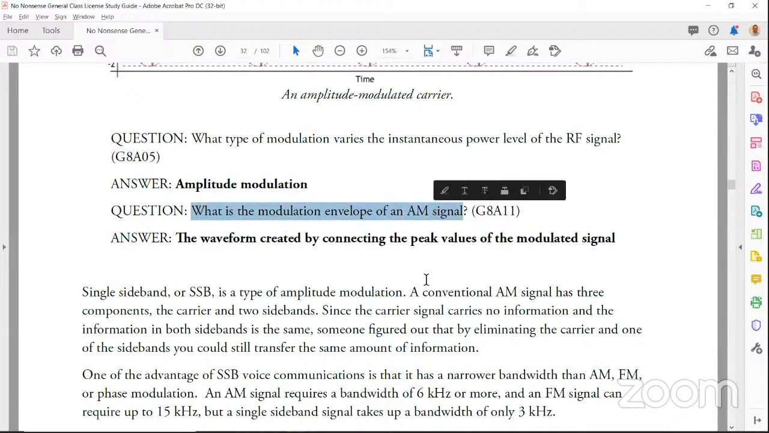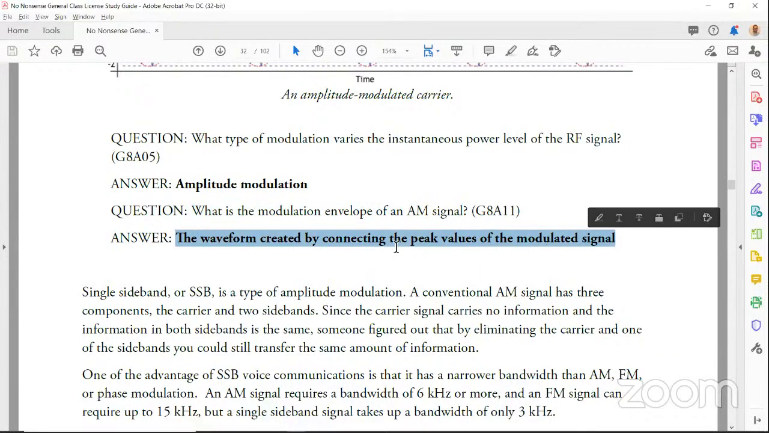Related question. What is the modulation envelope of an AM signal? So last class, we had a diagram up and we showed what the modulation envelope looked like, and we described how to get it, and that's the answer. It's the waveform created by connecting the peak values of the modulated signal.